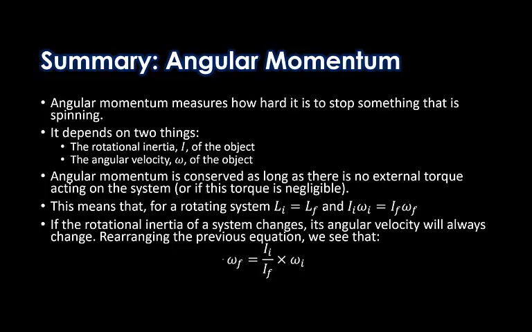So in other words, if the rotational inertia decreases, then that'll make this number here bigger than 1, which means that omega f will be bigger than omega i. If, on the other hand, the rotational inertia increases, then the initial will be smaller than the final, and omega f will end up being smaller than the initial.